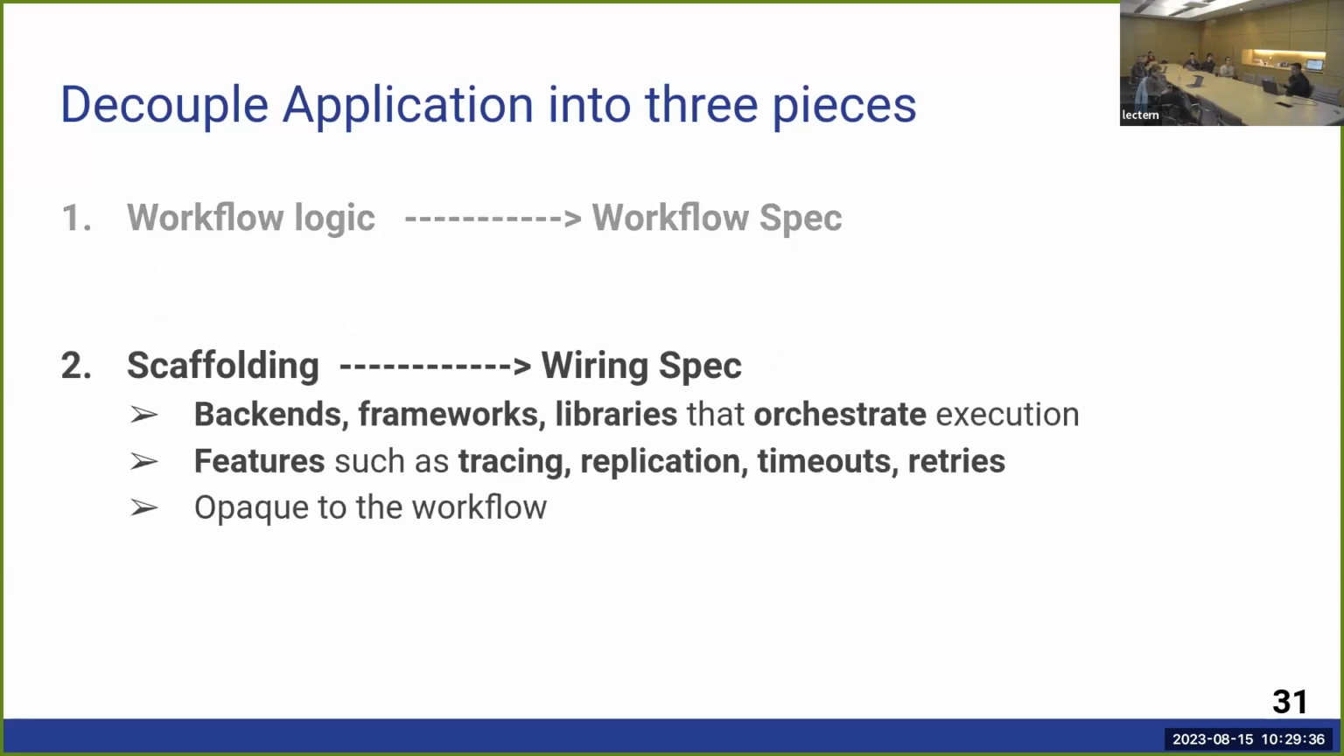The second piece is the scaffolding, which is part of the wiring specification, and specifies what backends, frameworks, or libraries to use to orchestrate execution. It's completely opaque to the workflow, because it can also add features such as tracing, replication, timeouts, and retries. All of these things don't actually impact the workflow specification at all. That is completely independent of this.